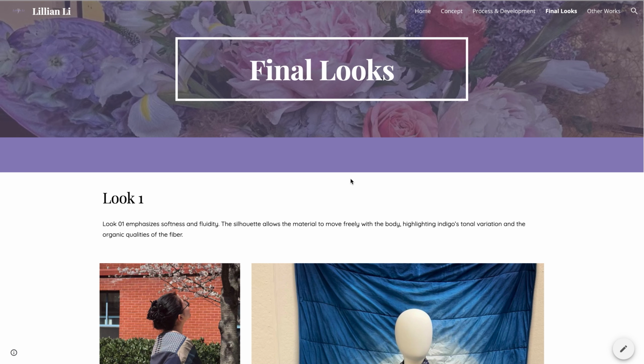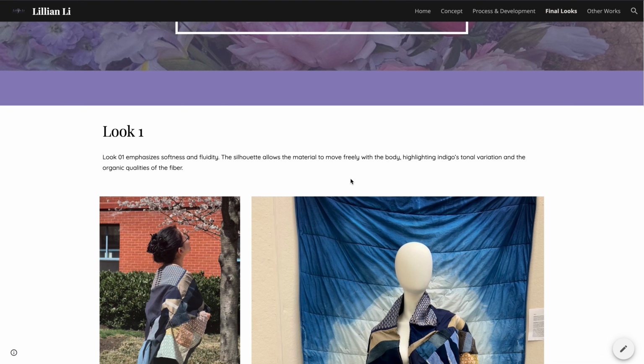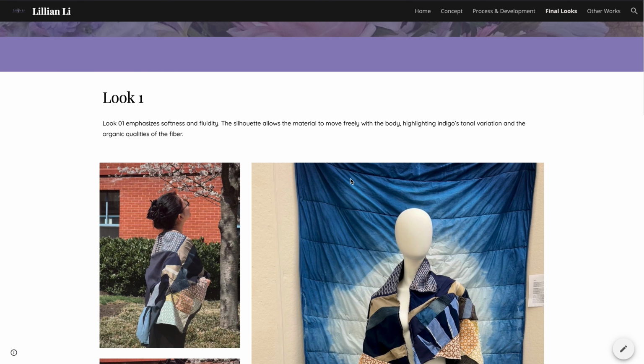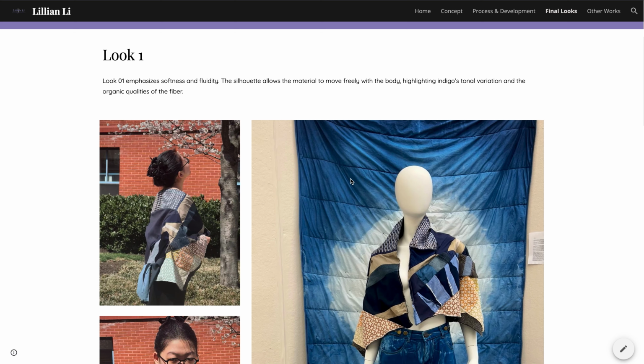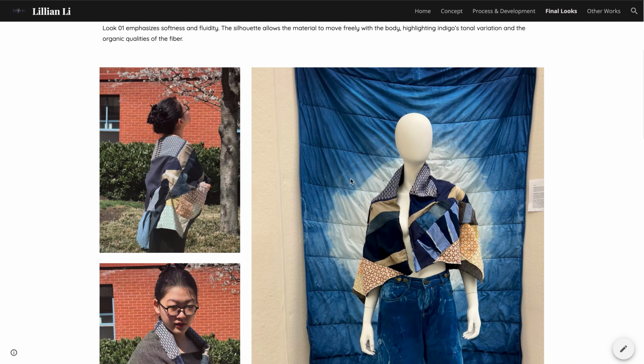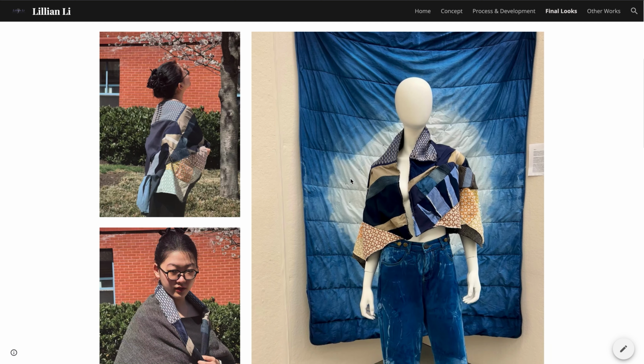Now I'll move to the final looks. Look one is a cape made by different fabrics pieced together, and the back of the cape features the indigo quilt that I showed before. On top of that, look at the details. I sewed some small beads into the surface. It means like the stars shining in the sky.